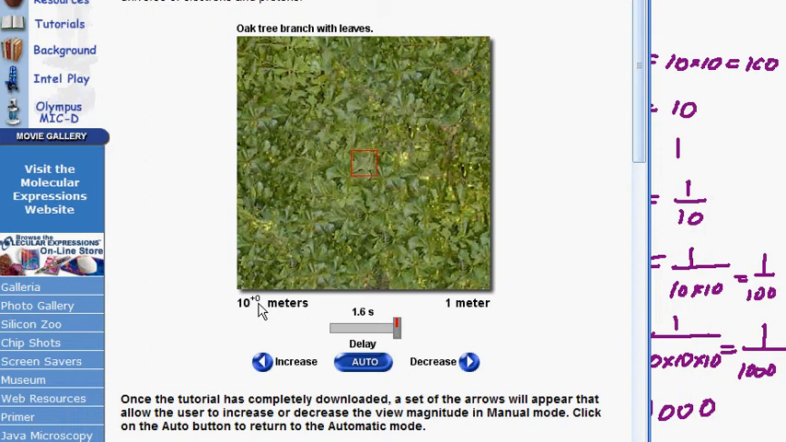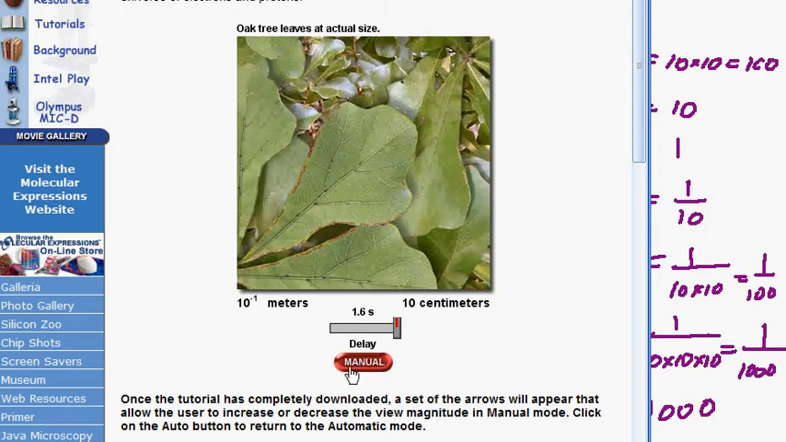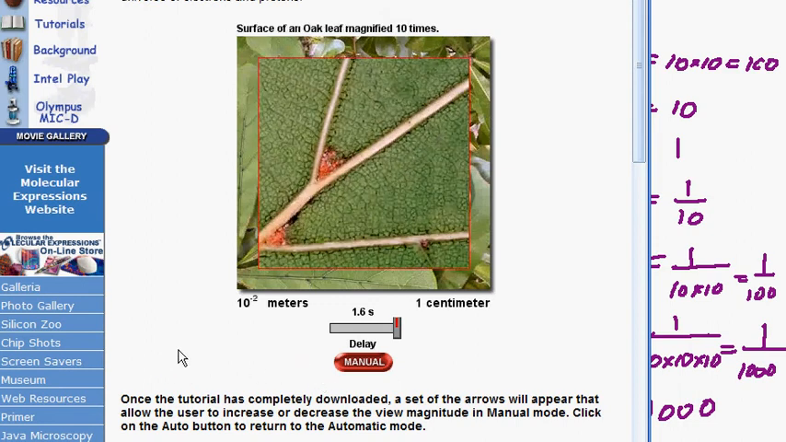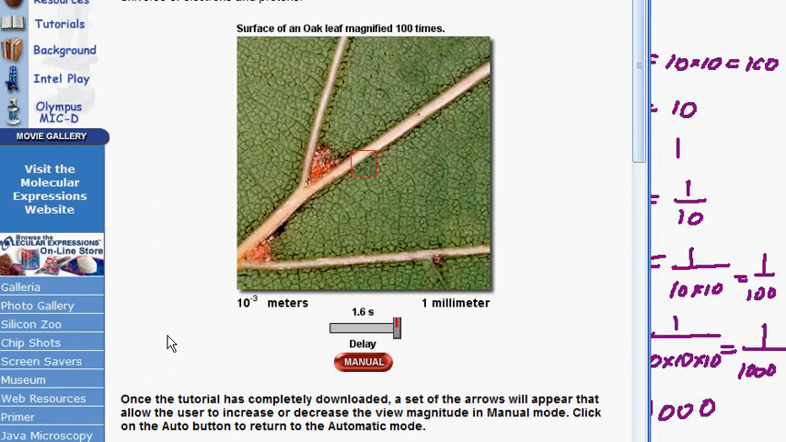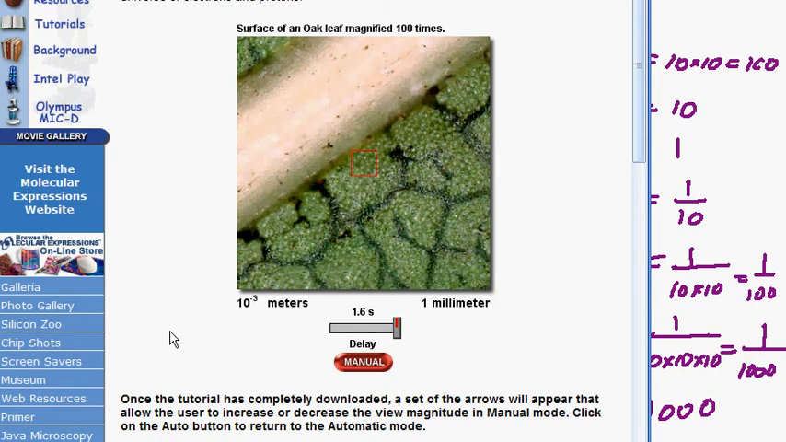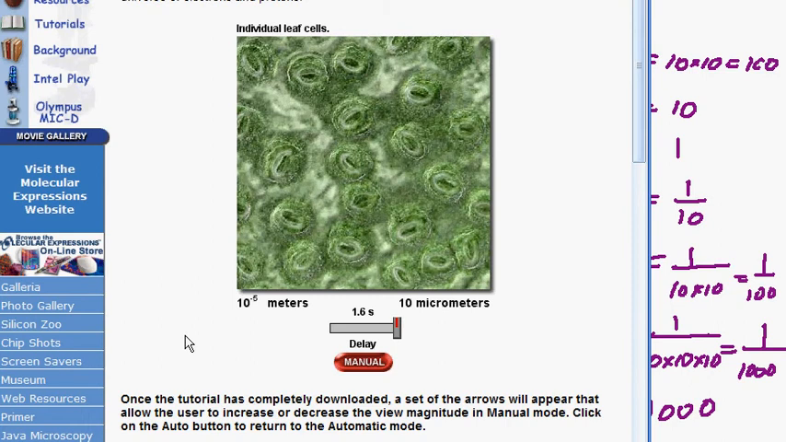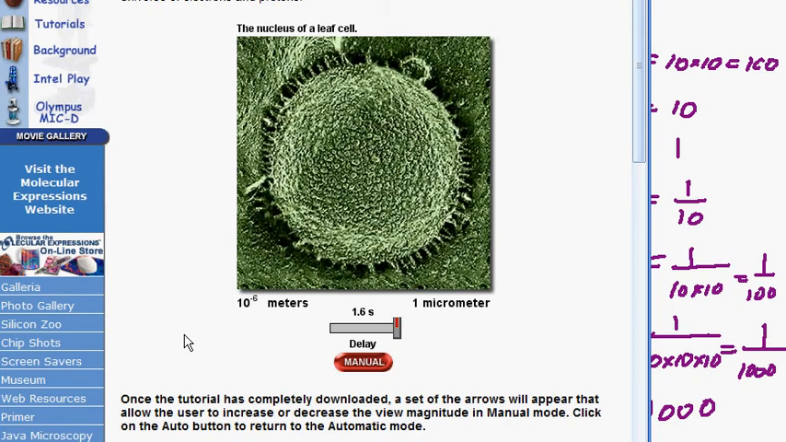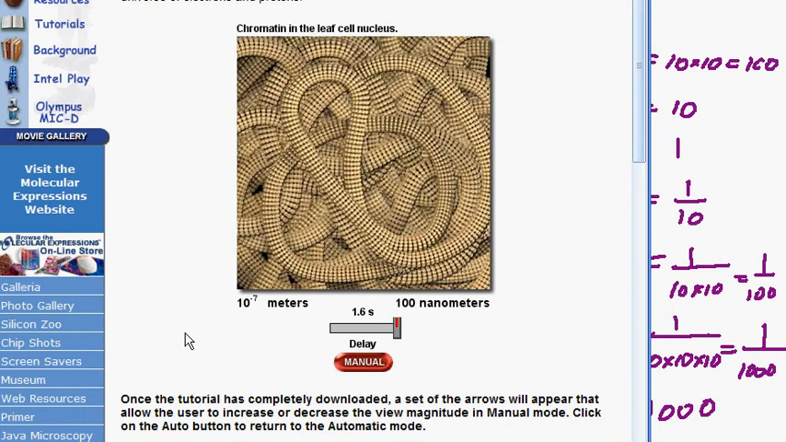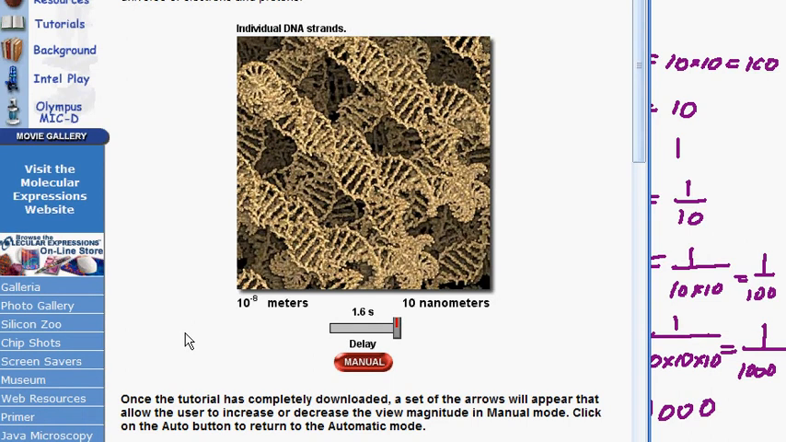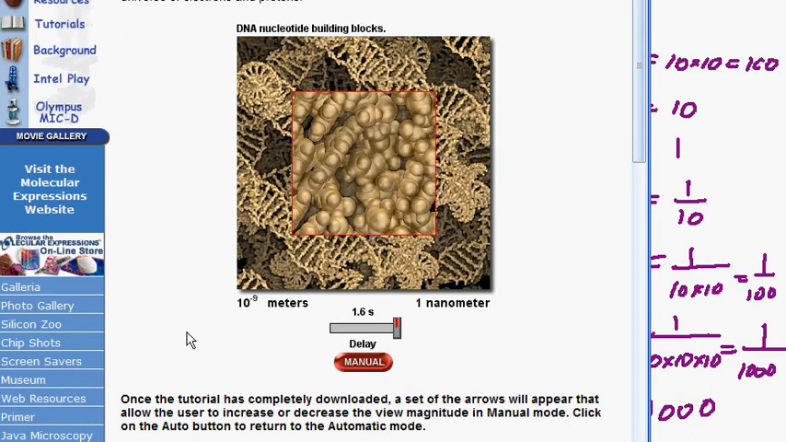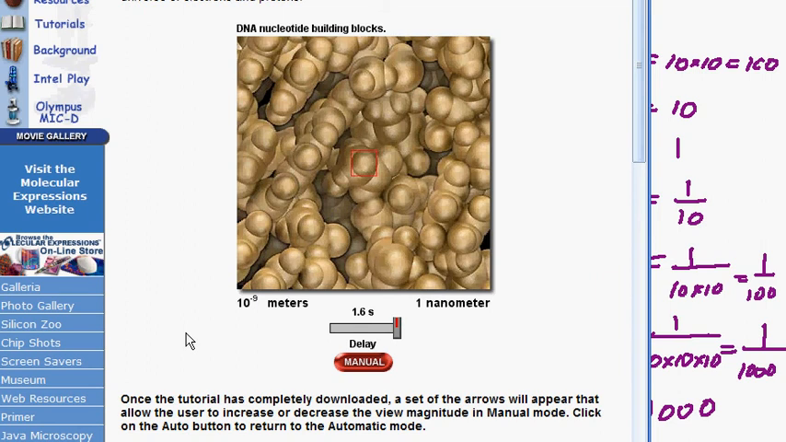Very big numbers. Now it's going to start to go to negative exponents, which means we're going to go to very, very small numbers or very, very small distances. So we're going to zoom in on this leaf and get down to atomic level here. We're on the surface of the oak. Magnified 1,000 times. Now we're looking at the cells on the leaf. Now we're looking at individual leaf cells. Now we're looking at the nucleus of the leaf cell. Now we're looking at individual DNA strands, DNA building blocks.